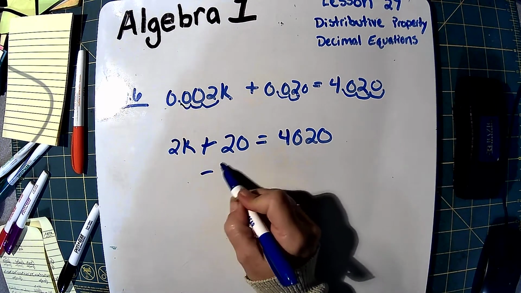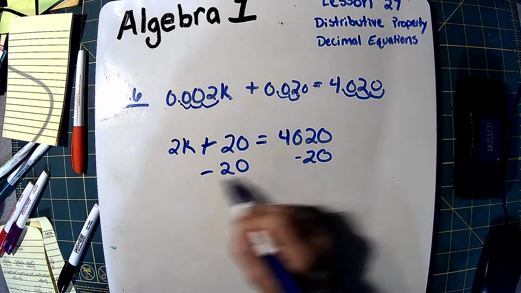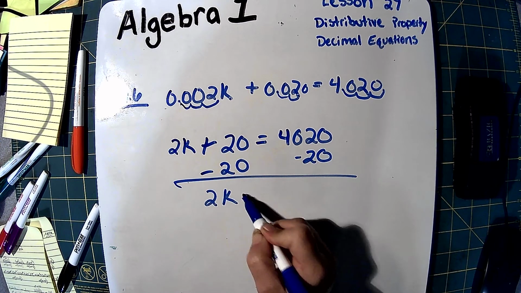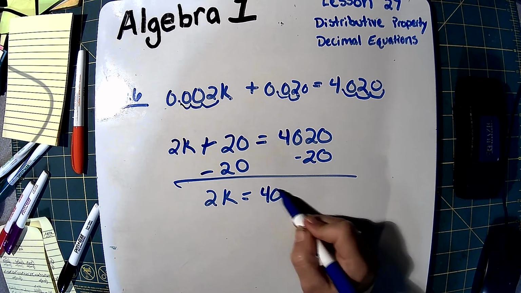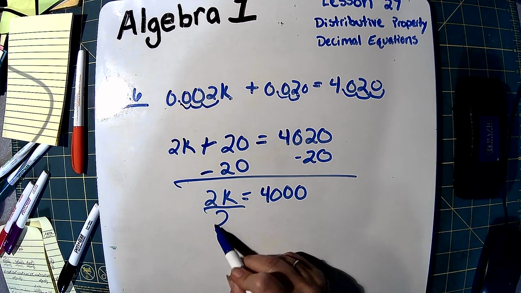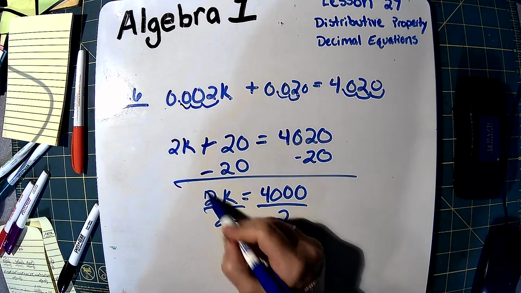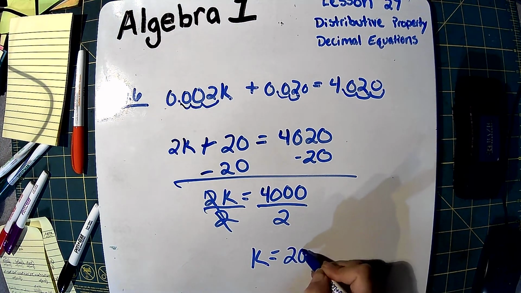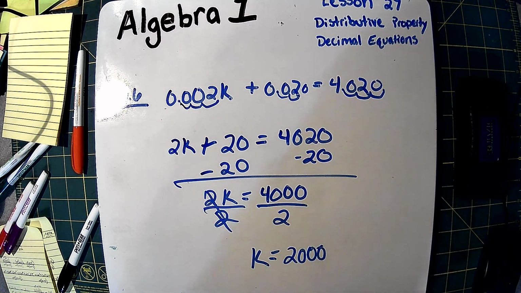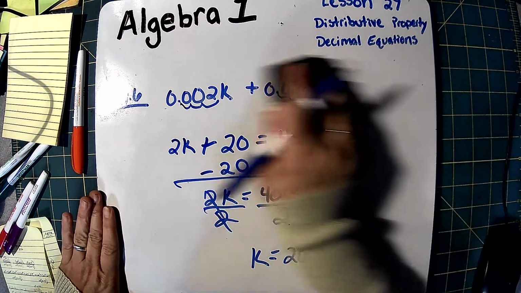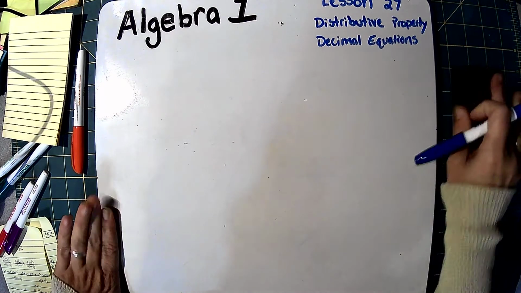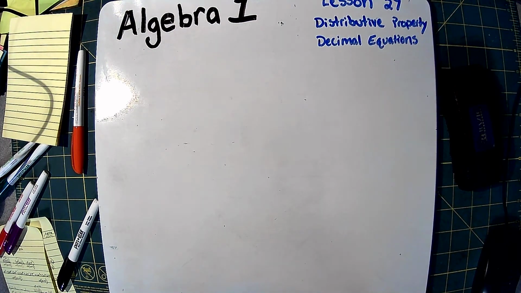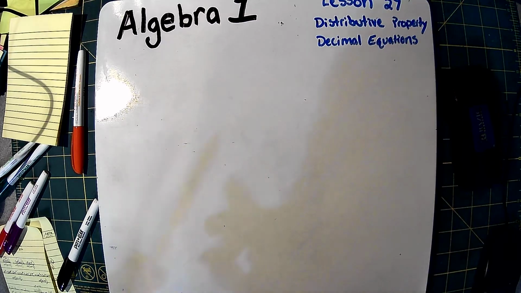Okay, now we're going to do minus 20. 2k equals 4,000. Divide by 2, divide by 2. And we get k equals 2,000. Super duper easy. Just count your decimal places, move all your decimals the same amount. Alright, so do the practice problems, pause the video, and then push play when you're ready.